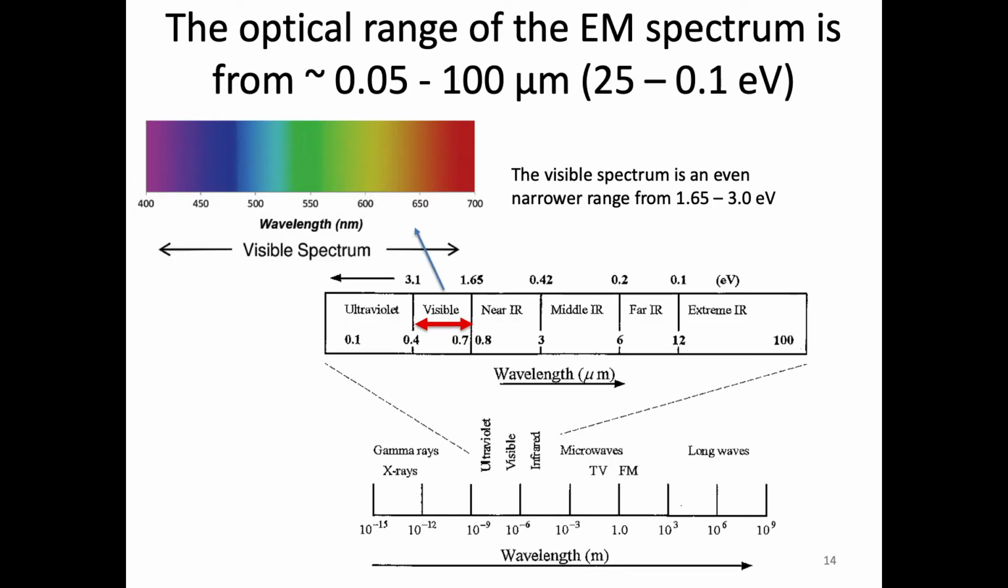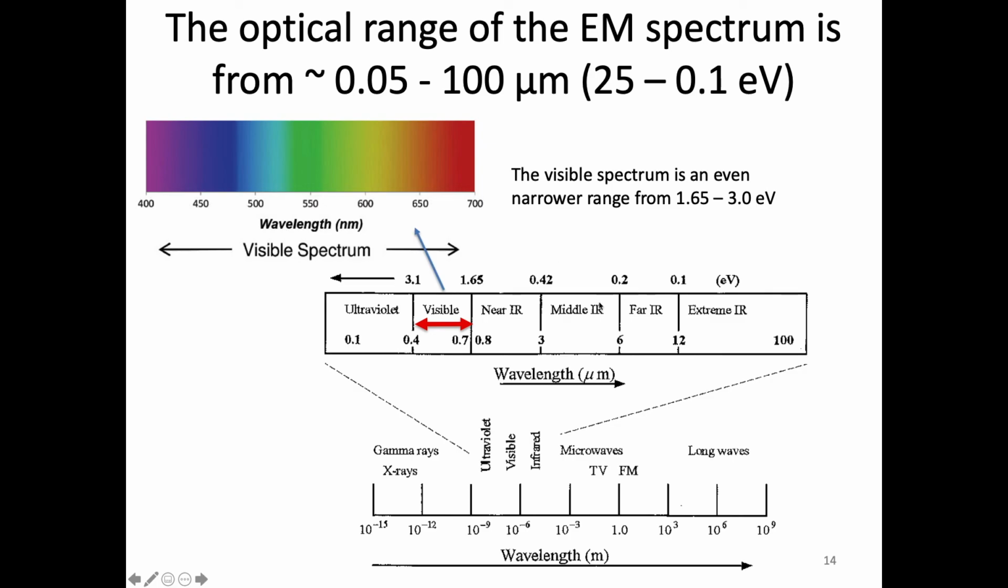Okay, so we are going to limit our discussion in optical properties to the optical range of the EM spectrum. We all know that the EM spectrum encompasses a very large range, from gamma and X-rays all the way up to microwaves, TV, AM, FM, the long waves that we see. But in the middle here is the visible spectrum, which is from about 400 to 700 nanometers.